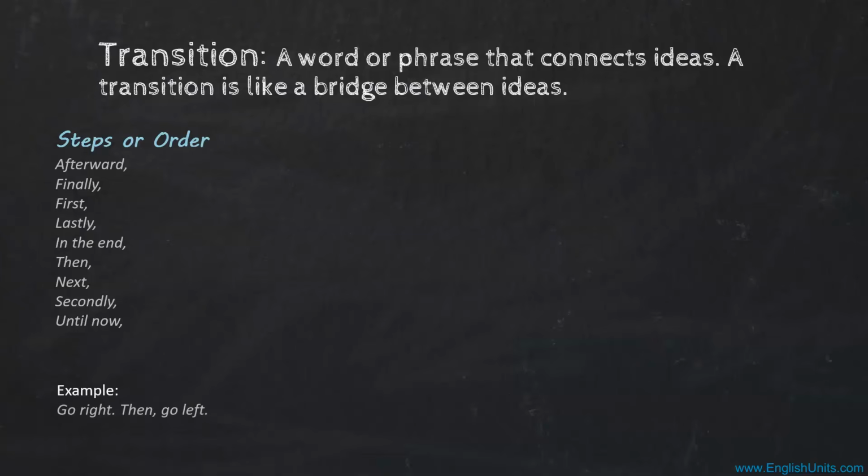Here's an example of where one of these transitions is used. Go right, then go left. Do you see the transition word that connects the two instructions? Our transition is then. It connects the instruction go right with the instruction go left. We don't need this transition, but it connects the two instructions and it helps them to flow more smoothly for the reader.